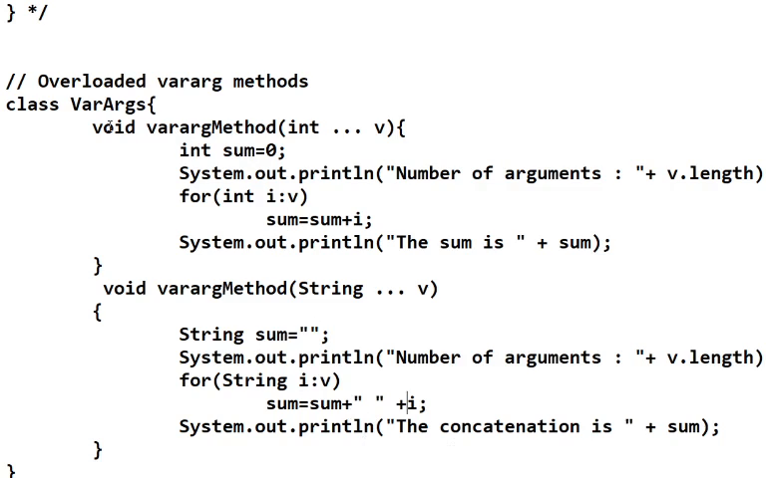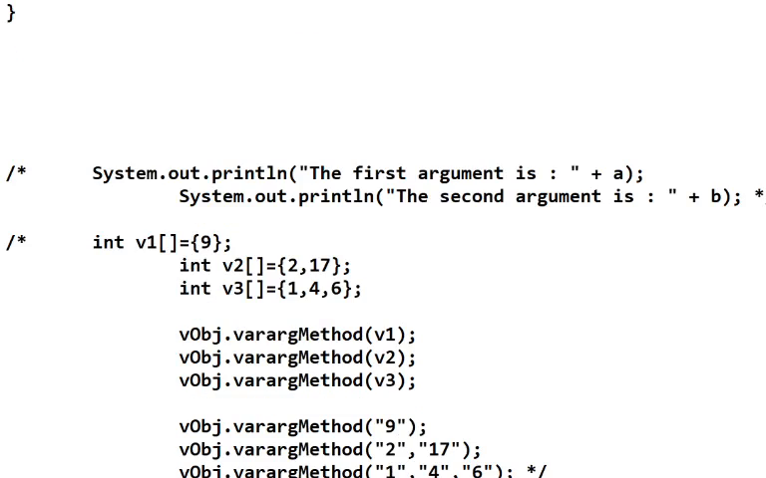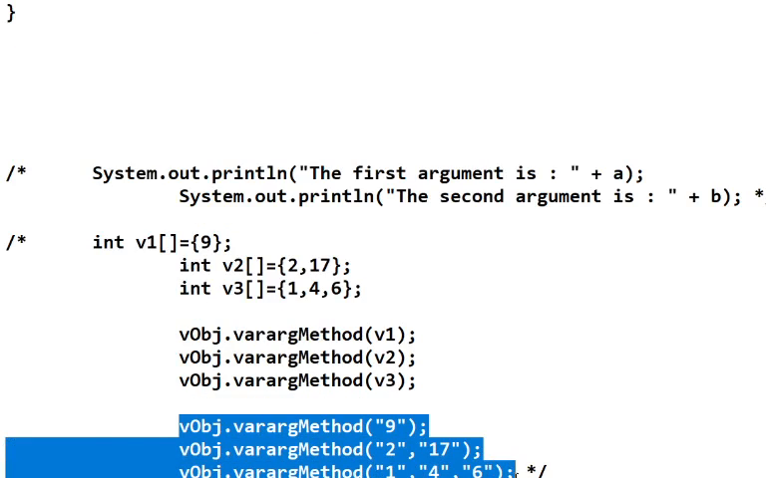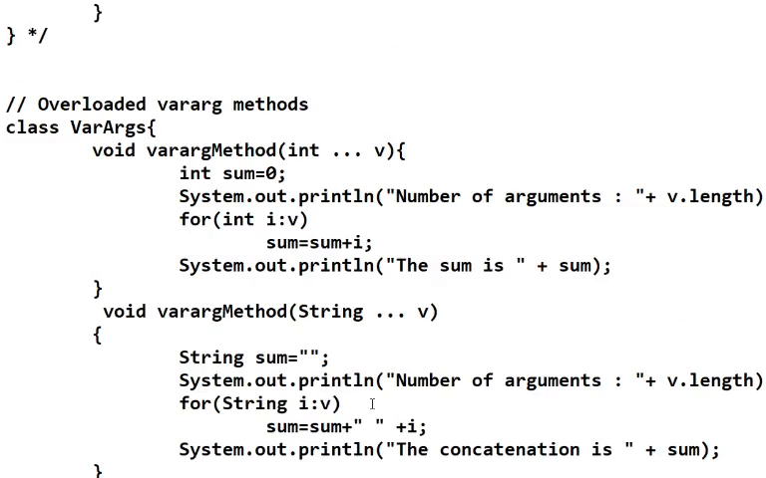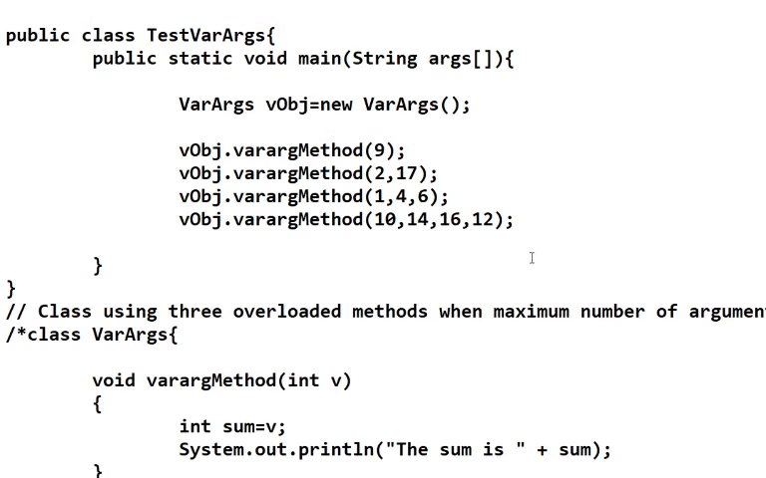So this is method overloading: two methods having the same name but different types of arguments. Let's see how this works. So okay, again let me just copy this, put it in our main function.